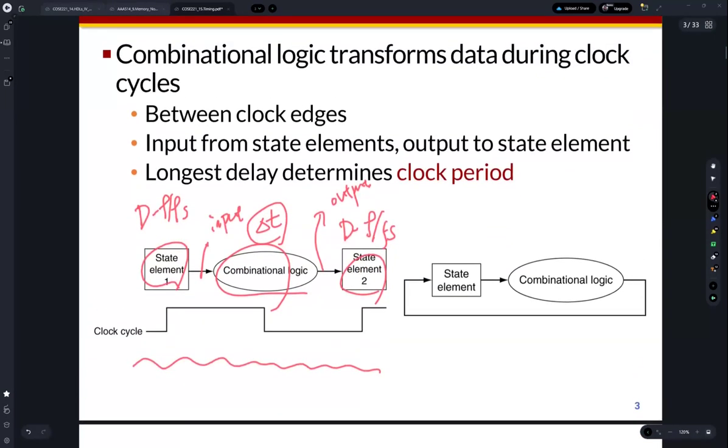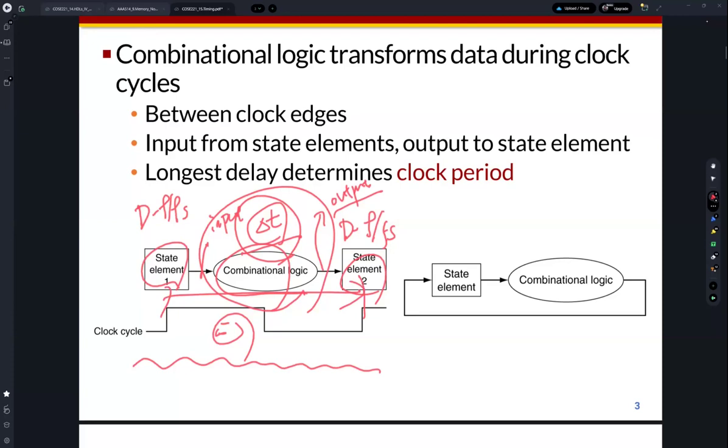And because this combinational logic has a delay, the output of this combinational logic needs to be stabilized. Which means that the maximum delay of this combinational logic needs to be lower than the period of this clock signal, right?